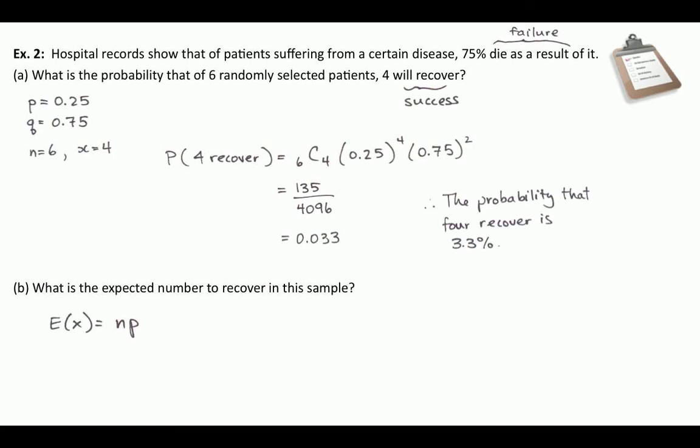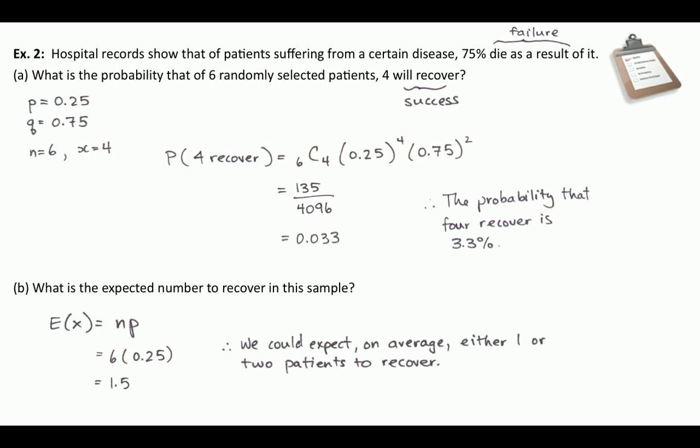Again, we defined success as recovery. So the number of trials was 6, and the probability of success was 0.25, or 25%. So you'd expect 1.5 people out of those 6 to recover. To make sense of that for a layperson, you could say that every time you took a sample of 6 people suffering from this disease, you'd expect 1 or 2 of them to survive and recover.